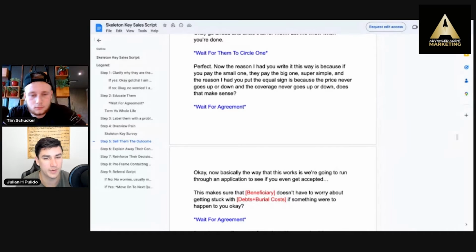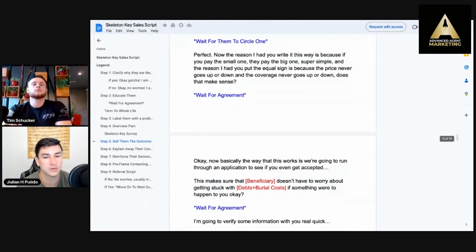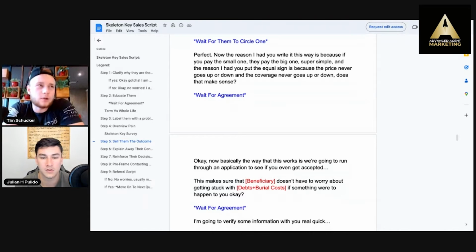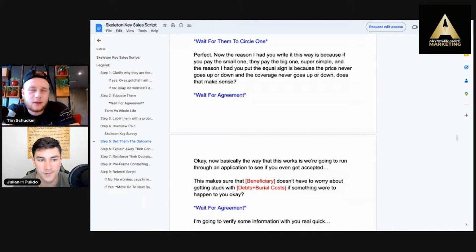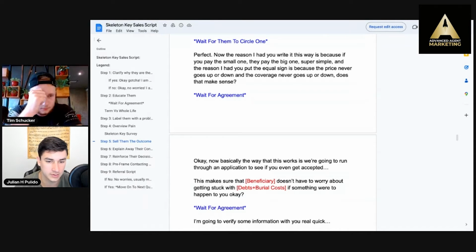Okay. Now, based off what you circled, which coverage amount was the best fit for you? I wanted 20, but that's a little out of my budget. So I'm thinking maybe the 17.5 would be the best bet for me. Okay. 17.5. I'm making a note of that here.